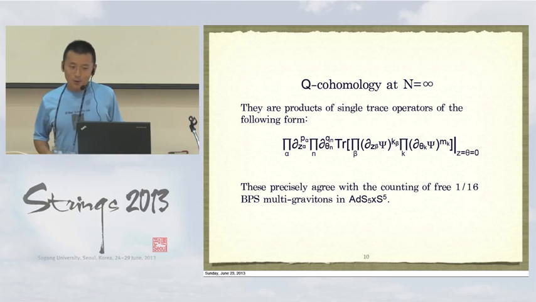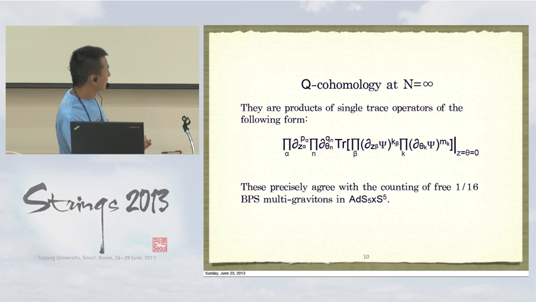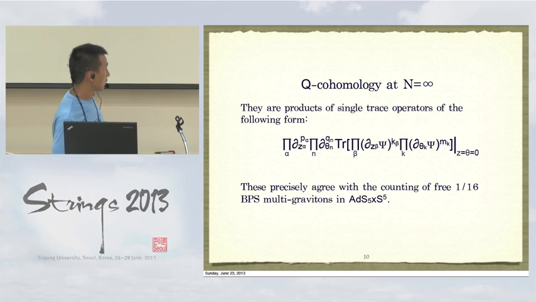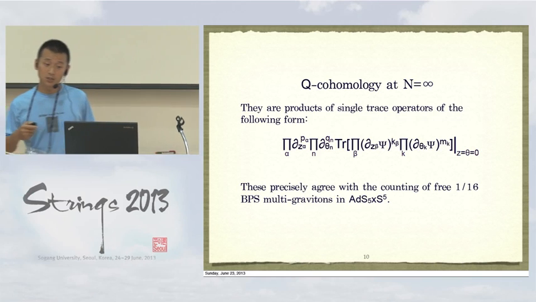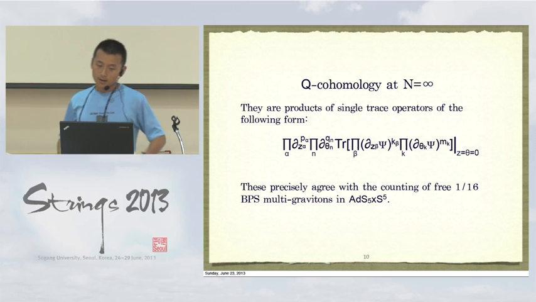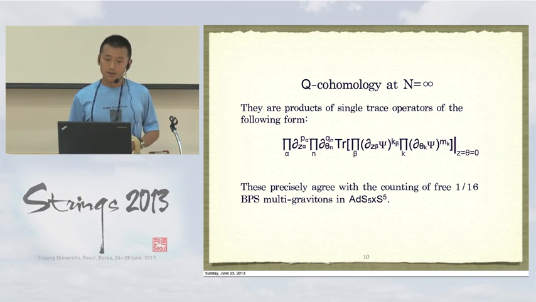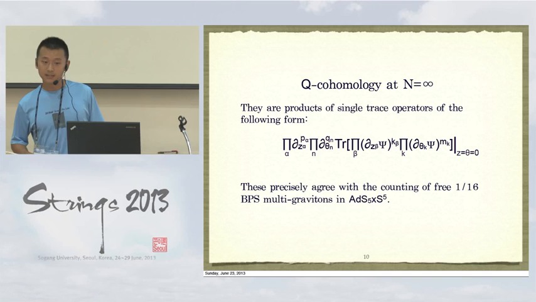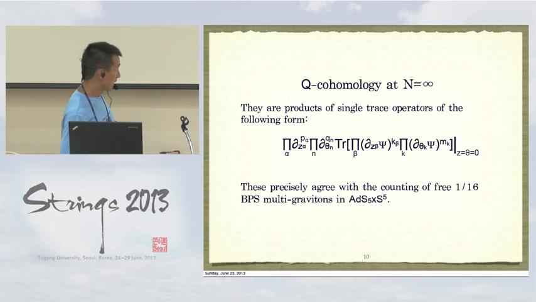Of course, you would expect some relations among these operators. Sometimes you may be able to switch around the partial derivatives outside the trace and inside the trace, but that counting problem can be solved without too much work, and you can write down a generating function that counts all such operators. The result precisely agrees with a known generating function that counts the free 1/16 BPS multi-graviton states in AdS5 times S5. So that completely solves the counting problem.